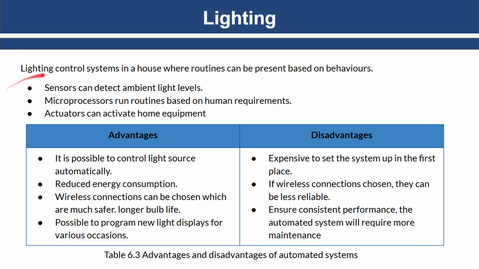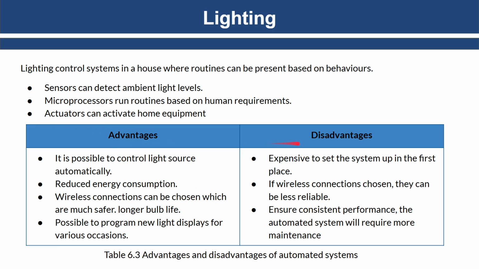Okay, lighting. Lighting control systems in a house where routines can be preset based on behavior. Now, what is the function of the sensor, microprocessor, and actuators? The sensor can detect the ambient light levels. The microprocessor can run routines based on human requirements. And the actuators can activate home equipment. For example, if it is night time, the microprocessor is able to process that it's night time based on the data received from the sensor, and thereby switch on the light.